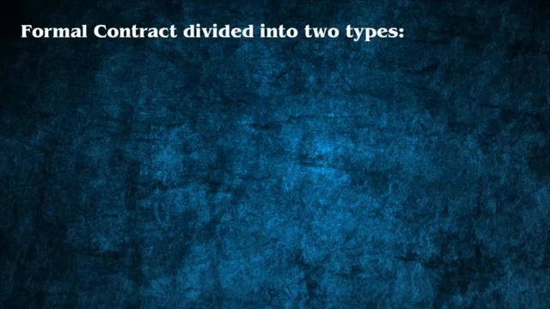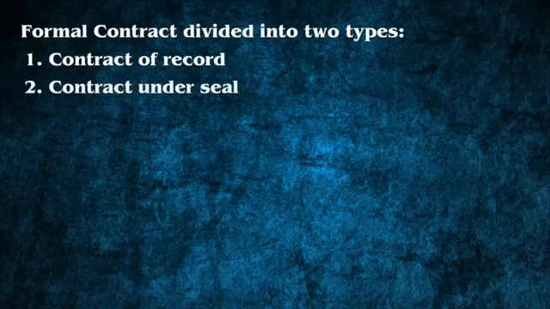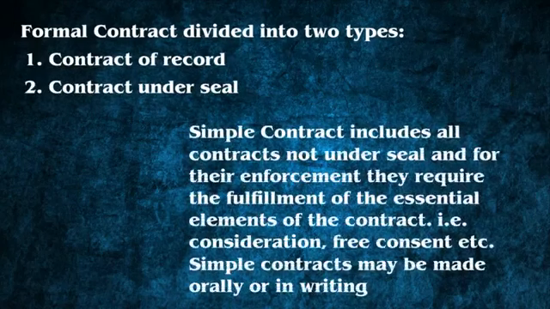Formal contract is divided into following 2 types: 1. Contract of record. 2. Contract under seal. Lastly, simple contract includes all contracts not under seal, and for their enforcement they require the fulfillment of the essential elements of the contract, that is, consideration, free consent, etc. Simple contracts may be made oral or in writing. These are various kinds of contracts.